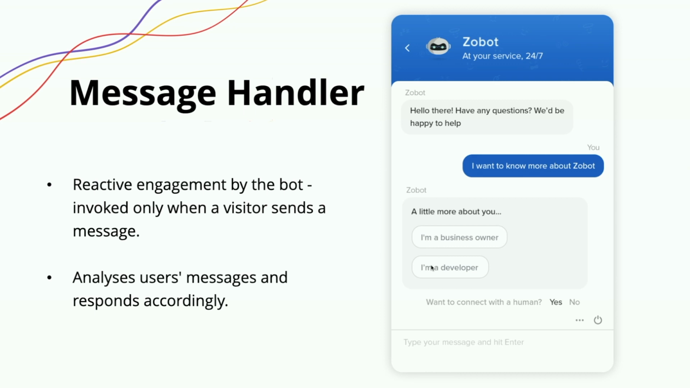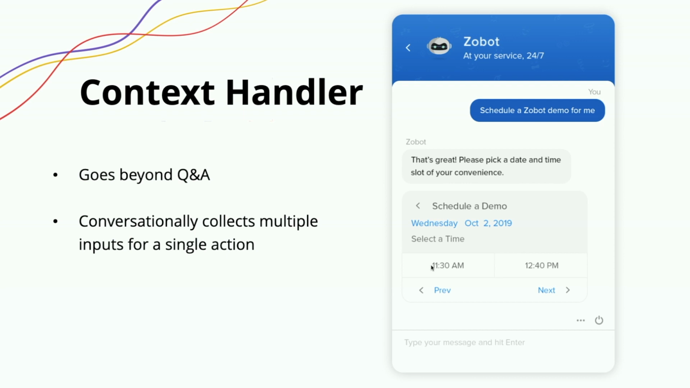So the message handler will be reactive in a sense that you can ask it something, it'll give you something back. But we're not going to take action on any of these things. So like it says on the slide, it just analyzes my message and will respond accordingly. Now, the context handler goes beyond just having that conversation, the to and fro with the stranger at the airport. The context handler takes it one step further.